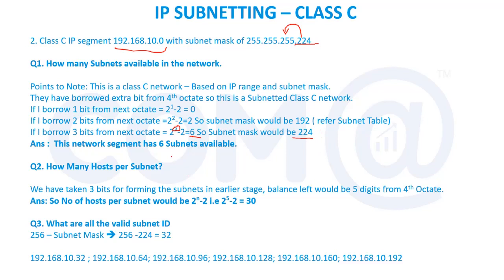Now I want to understand in each subnet how many systems can be available, how many IPs I can use. For that, I'm taking the rest of the portion. Since I have taken 3 bits for network, I'm left with 5 bits in the host. So 2 power 5 is 32 minus 2 is 30. So I will conclude 30 hosts. So what is the conclusion now? With this range I have 6 subnets, and in each subnet I'll have 30 usable IPs.